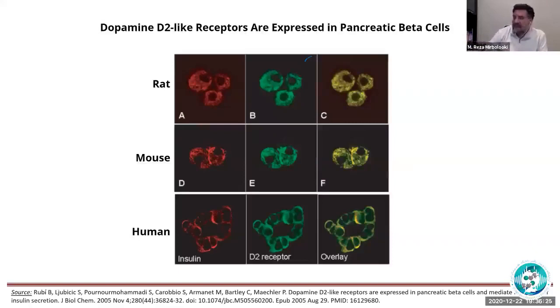insulin. Then they stained them for the D2 receptors, and they overlaid them, and they saw that wherever there is insulin, whatever cell, we have D2 receptors. So there's a strong belief that these D2 receptors are on pancreatic beta cells, because these are the cells that contain insulin. The experiments that we designed were based on these facts.